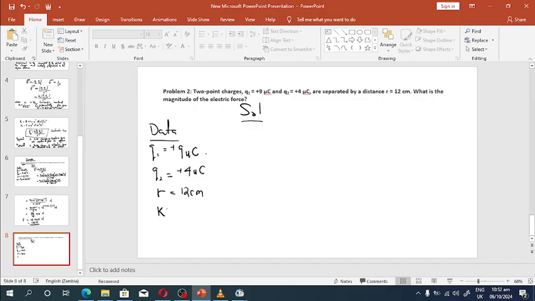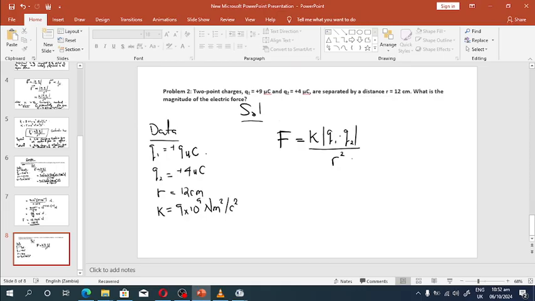So we'll write down our constant, which is simply 9 times 10 to the power 9 newtons meter squared per coulomb squared. The question is asking us to find the magnitude of the force. So force is simply equal to, according to Coulomb's law, K times the magnitude of Q1 multiplied by Q2, over the separating distance squared.